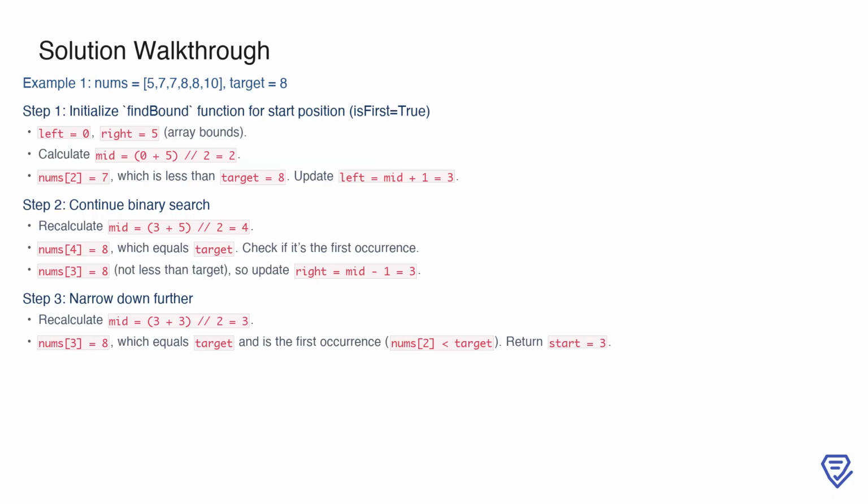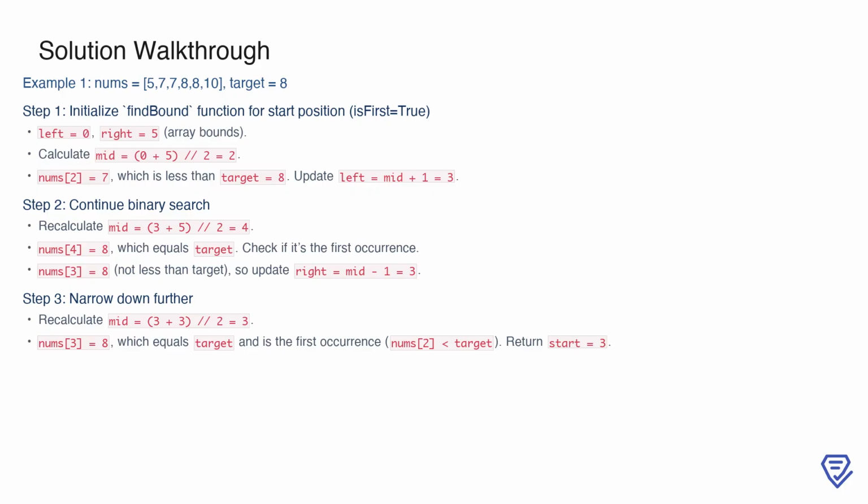Here, we're starting with an example where the array is [5, 7, 7, 8, 8, 10], and the target is 8. First, we initialize the findBound function to locate the start position of the target, setting isFirst to true. The initial bounds of our binary search are left equals 0 and right equals 5, covering the entire array. Calculating the middle index gives mid equals 2, where nums[2] equals 7. Since 7 is less than the target, we narrow the search to the right half by updating left to mid + 1, which is 3. Next, we recalculate mid as 4, and now nums[4] equals 8, matching the target.